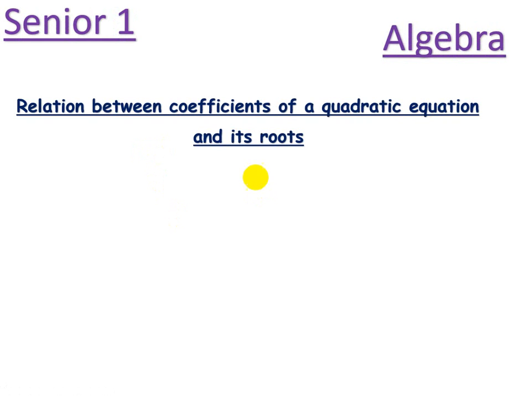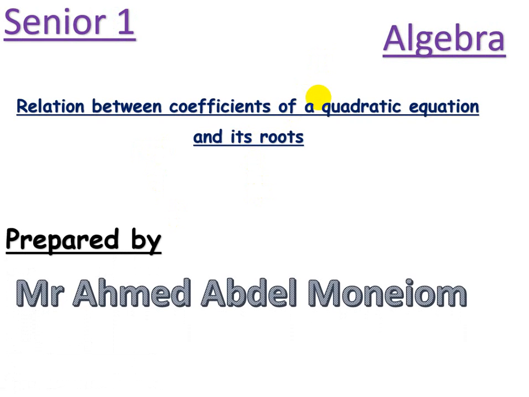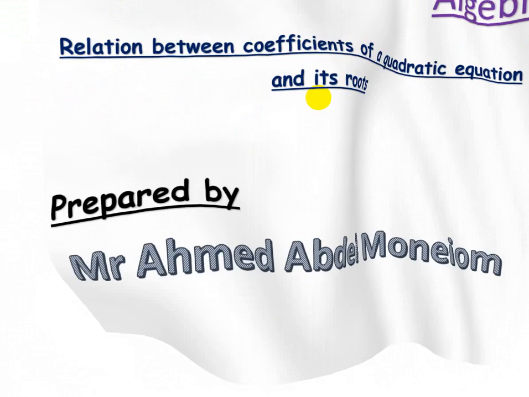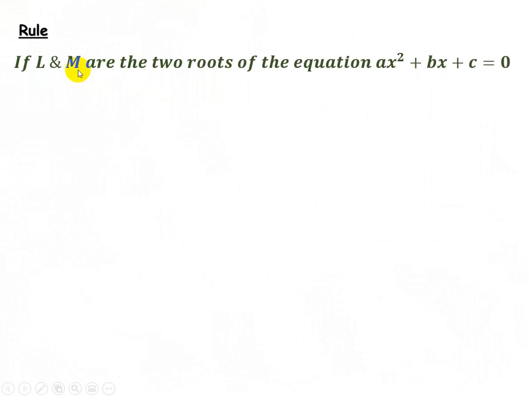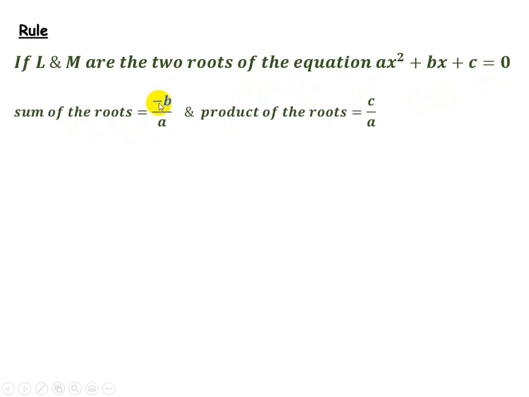Our lesson today in algebra is the relation between coefficients of a quadratic equation and its roots. If L and M are the two roots of the equation ax squared plus bx plus c equals 0, then the sum of the roots will be negative b over a, and the product of the roots equals c over a.